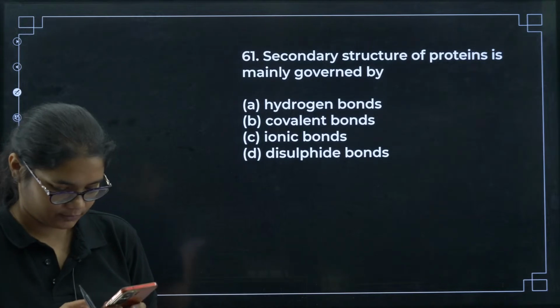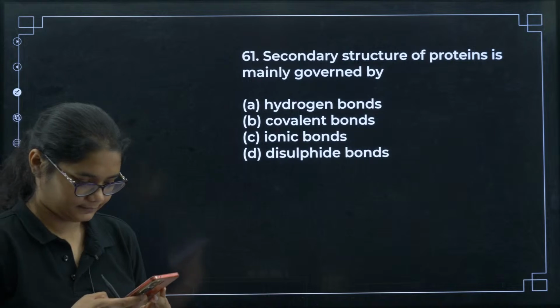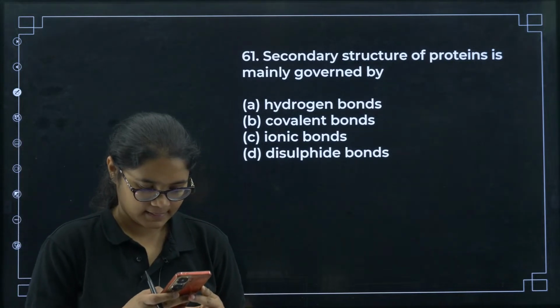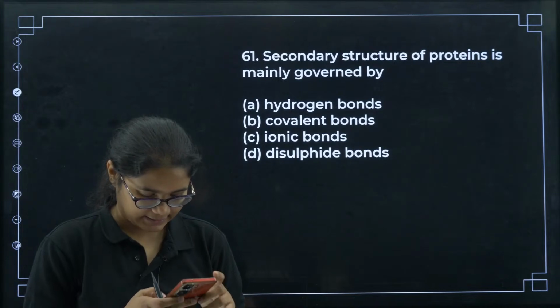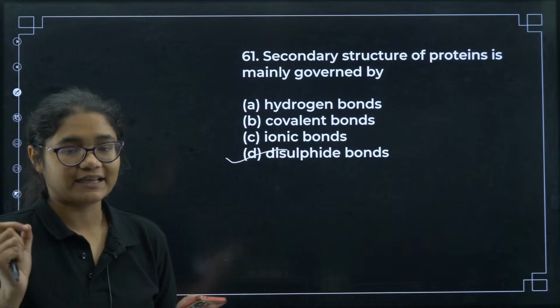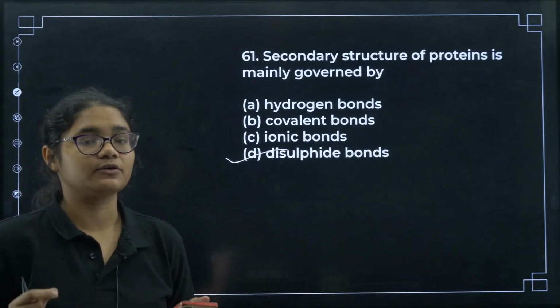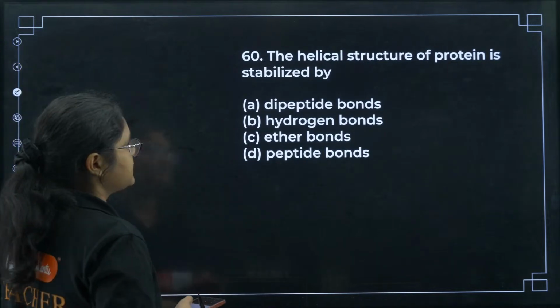Yes, let me see, so many answers are there, but which is the correct one? There is a confusion between A and D. Yes, the correct answer is disulfide bonds. Okay, for secondary structure it is mostly because of disulfide bonds. Okay, next question number 60.